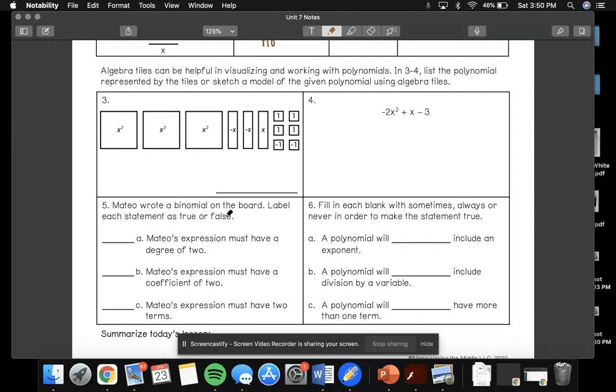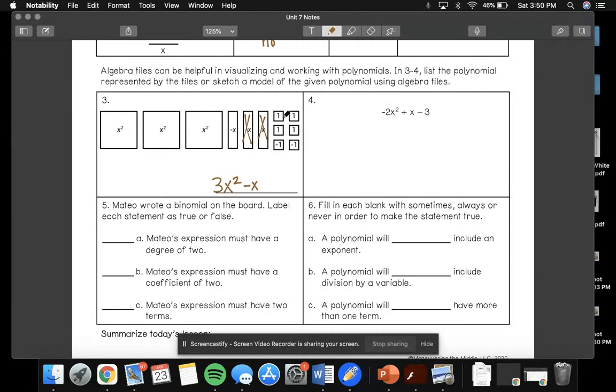In problems 3 and 4, we're going to list the polynomials represented by the tiles, or we'll sketch it using the pictures. Okay, so I see x squareds, so I see squares. Okay, I see x bars, and then I see little ones. Okay, so I see a total of 3x squareds. Okay. I see 2 negative x's, and I see a positive x. So this would make a 0 pair. So then I'm just left with 1 negative x.